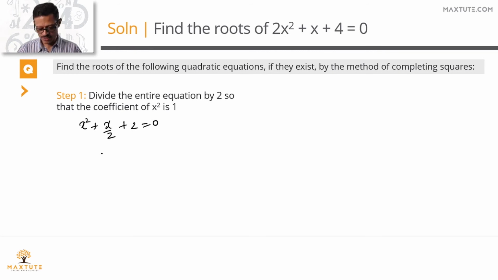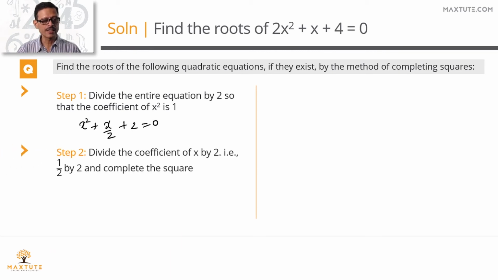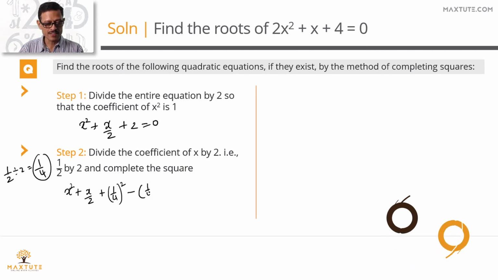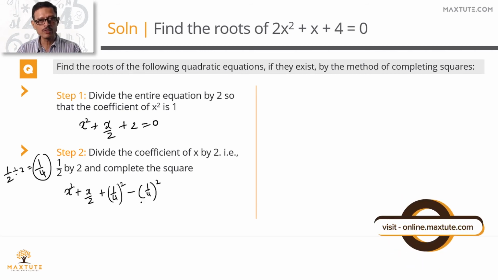Coefficient of x in this resultant equation is 1 by 2. So we're going to divide that by 2. 1 by 2 by 2 is equal to 1 by 4. Keep this number handy. Next step, write the first two terms without making any change. X square plus x by 2. We're going to add a square of 1 by 4 and subtract a square of 1 by 4. Whatever term you have found in this step, square it, add it to it, square it and subtract it from the equation. So equation remains intact. Plus 2 which existed in the resultant equation. So this is what we have.